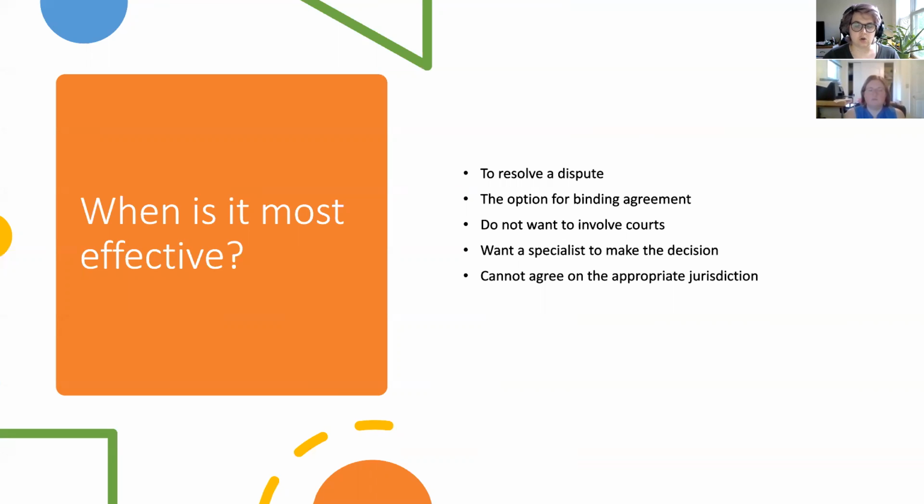If the parties don't want to involve the courts, this is usually due to privacy reasons, then they'll probably choose arbitration over the court system. If they want a specialist to help make the decision, they'll probably choose arbitration because the specialist will probably have more specific knowledge than a judge. And lastly, if the parties either are having trouble agreeing on a jurisdiction, or if they disagree with what the court would say is the jurisdiction, they'll probably use arbitration as they can set their location.